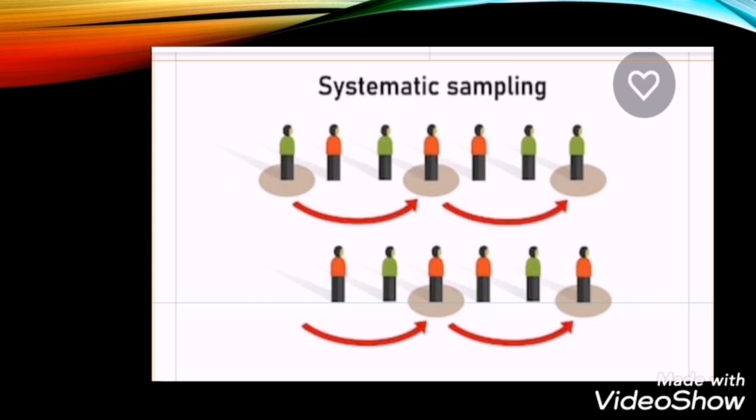The items are serially numbered. The first item is selected at random, generally by following the lottery method. Subsequent items are selected by taking every kth item from the list, where k refers to the sampling interval or sampling ratio, that is, the ratio of population size to the size of sample.